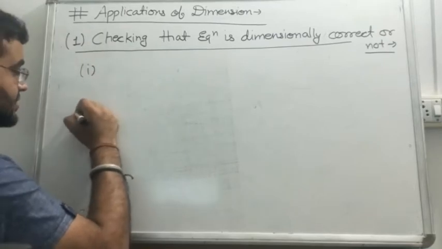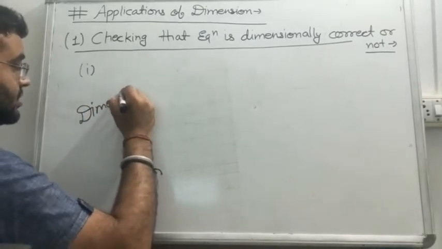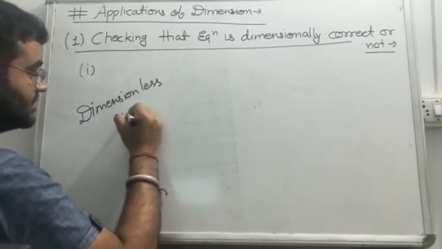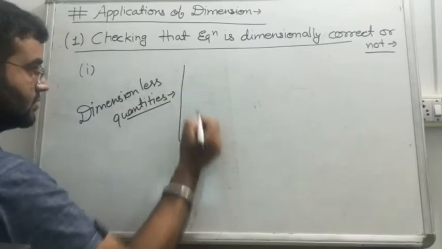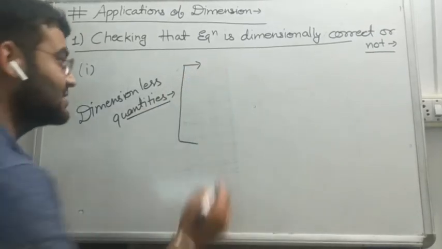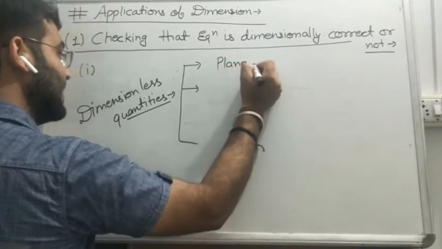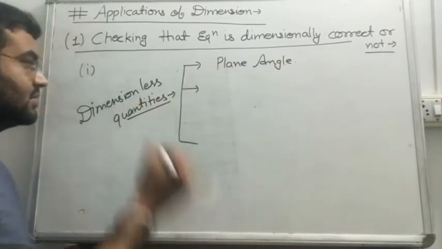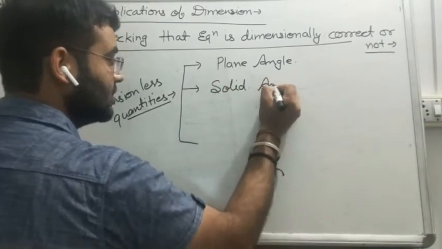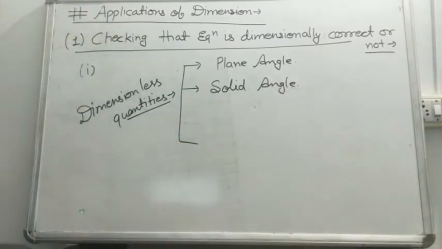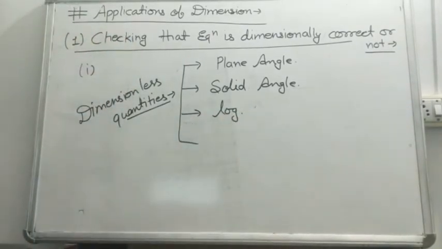Some dimensionless quantities. I am writing here dimensionless quantities. So let's see which quantities are dimensionless. First one, I think you have read about plane angle. Plane angle is a dimensionless quantity. Then you have read about solid angle. Solid angle is also a dimensionless quantity.